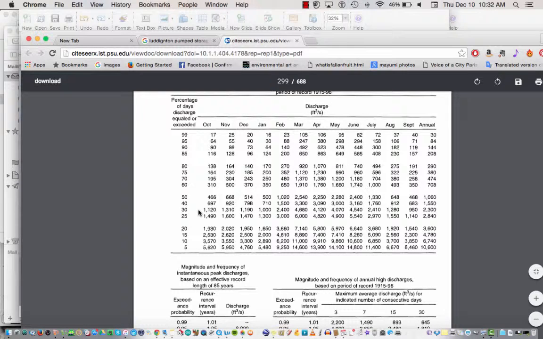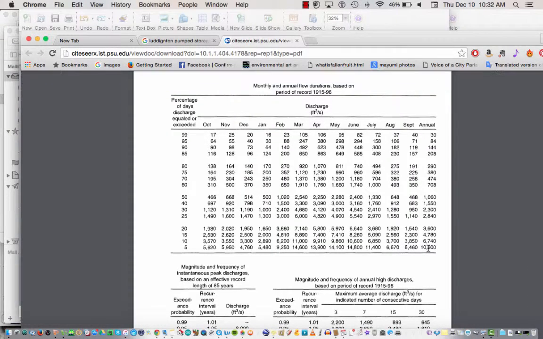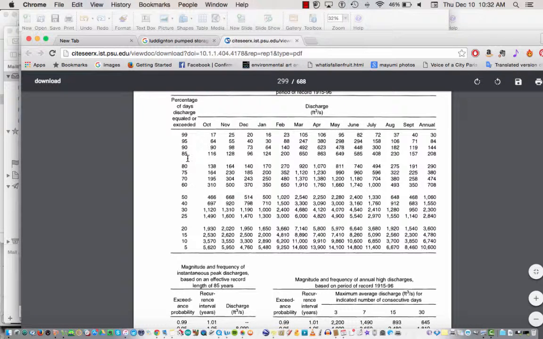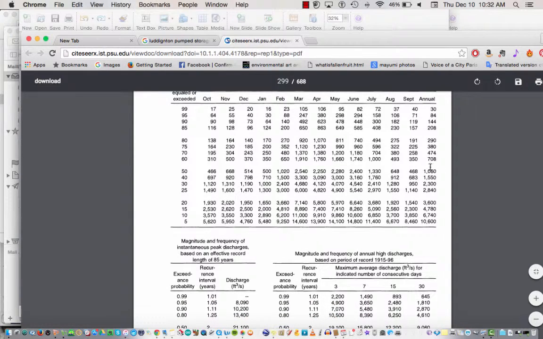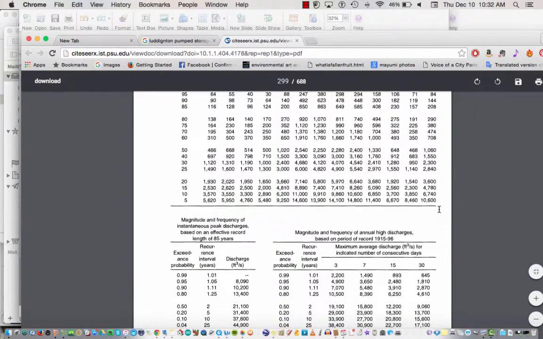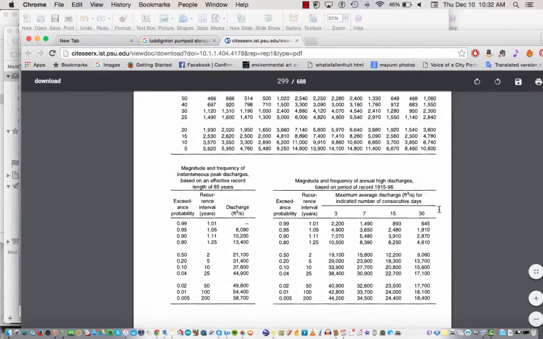And what this says, just to give you an example, is that 5% of the time the flow is 10,600 cubic feet or greater on an annual basis. And 99% of the time, the flow is 30 cubic feet per second or more. So you can just see the flow duration information here for the whole year and for each month. And this is what we use to calculate our power.